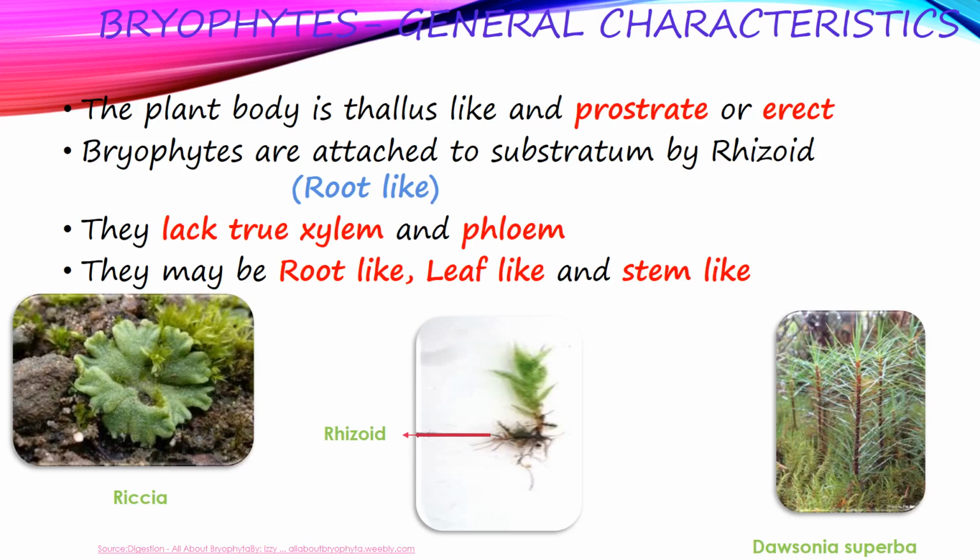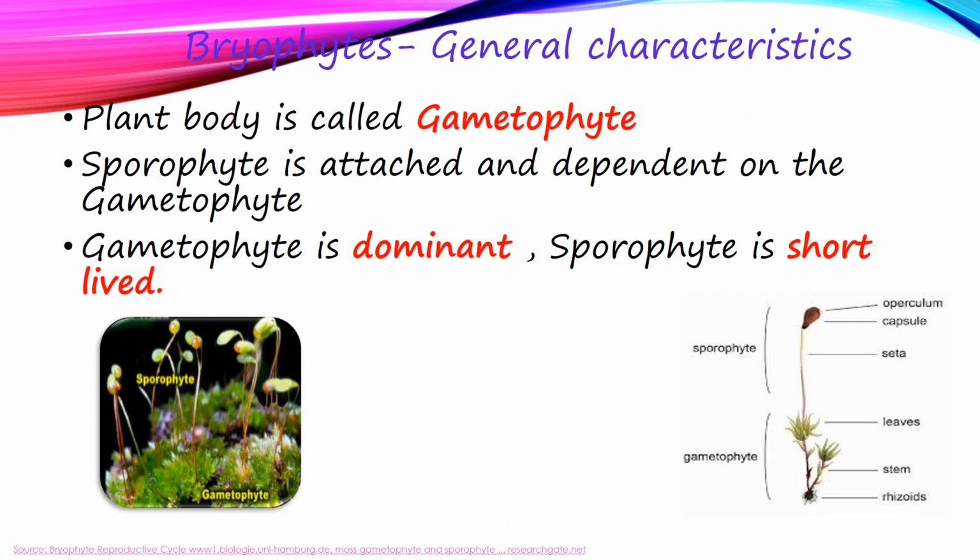Also, most of the leaf-like structures of bryophytes are very thin and may be only one cell in thickness. The main body of the bryophyte is haploid and is called the gametophyte, which produces male and female gametes. When the male and female gametes fuse, a zygote is formed. This zygote then develops into a multicellular body called the sporophyte. Why is it called the sporophyte? Because it produces spores.